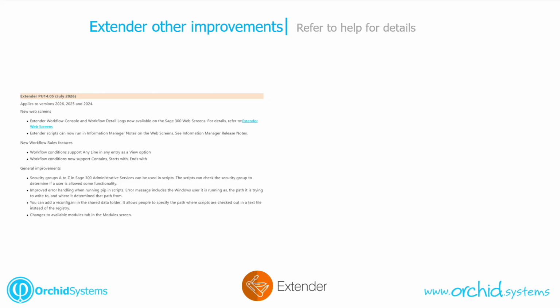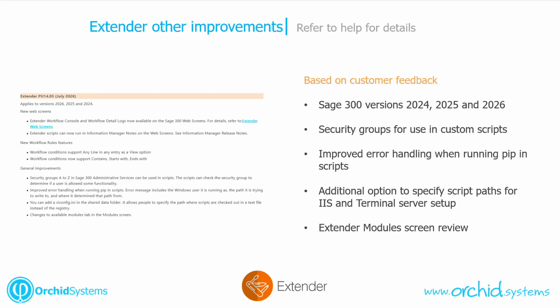The latest product update also includes a range of other improvements to Extender, mainly based on customer feedback. The overall improved security creates a more efficient and consistent experience for users and developers, which will reduce the risks in implementing customizations in Extender. So improved error handling when running pip in scripts, an additional option to specify script path when you're using IIS or terminal server setup, and some UI improvements to the Extender module screen. This all applies to Sage 300 versions 2024, 25, and 26.